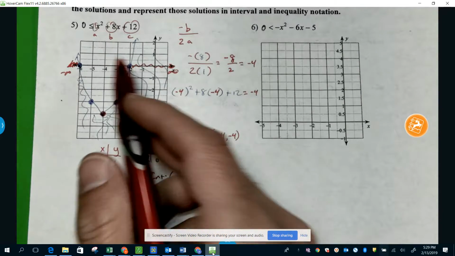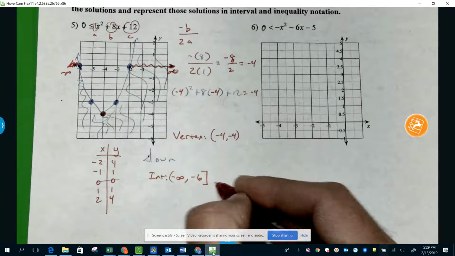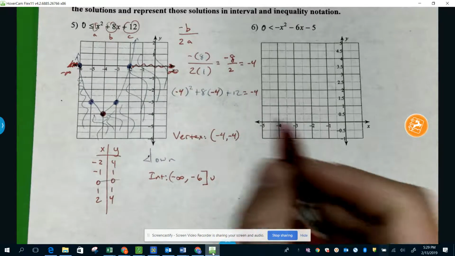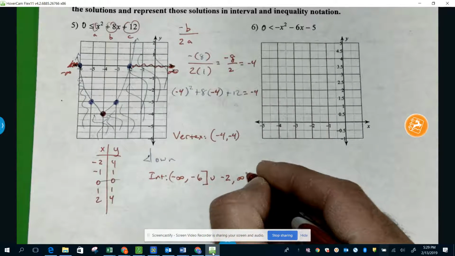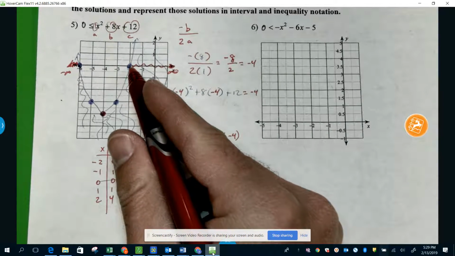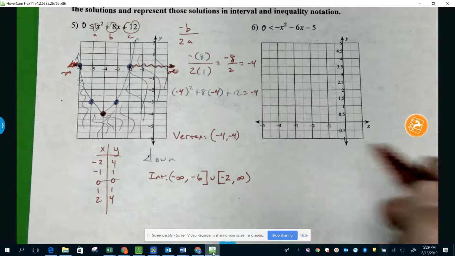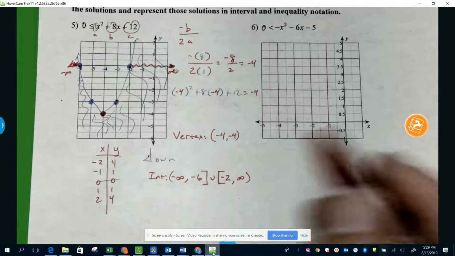So for my interval notation, we've got 2 of them, negative infinity to negative 6. Infinity always gets parentheses. The negative 6 is filled in, so he gets a bracket. But wait, there's more. There's another section here from negative 2 to positive infinity. Infinity gets a parenthesis. Negative 2 is a filled in circle. It is equal to, so he gets a bracket.